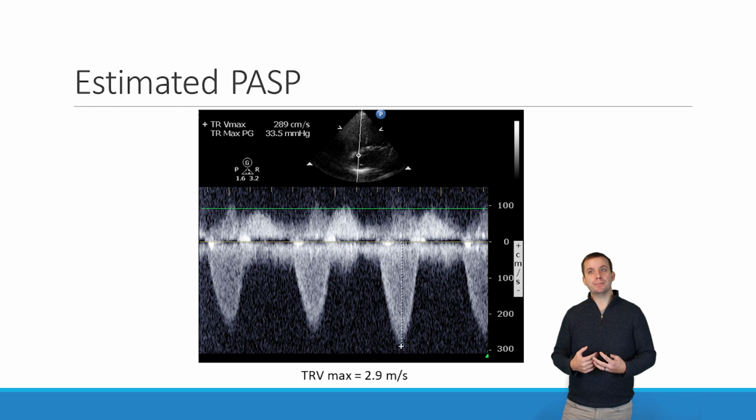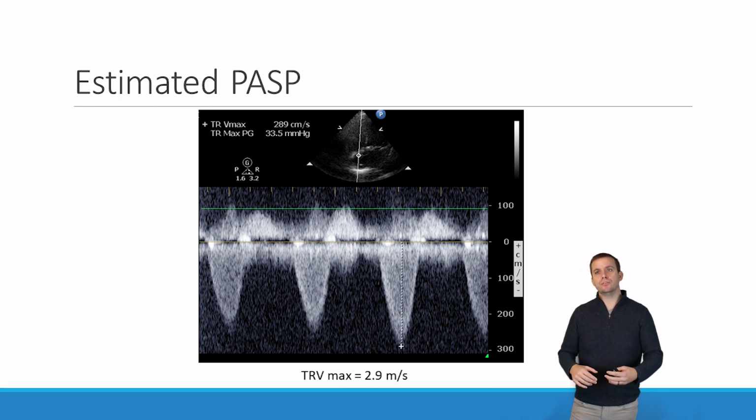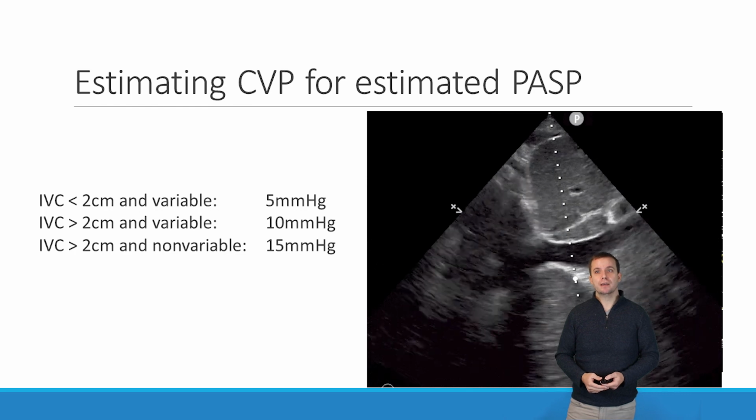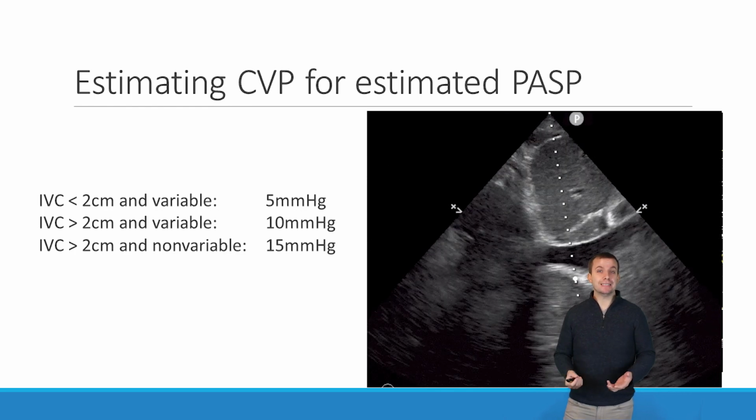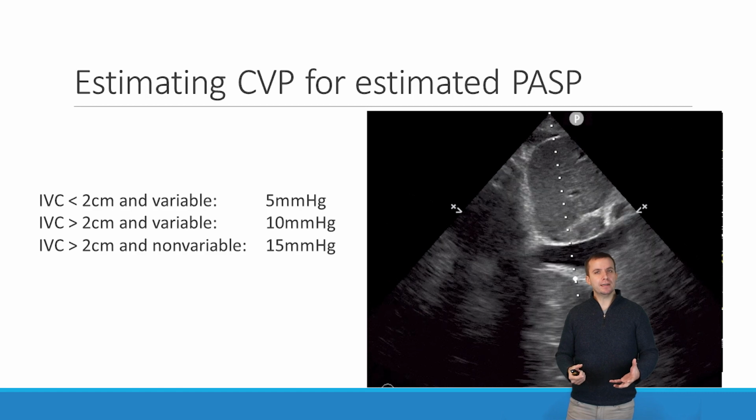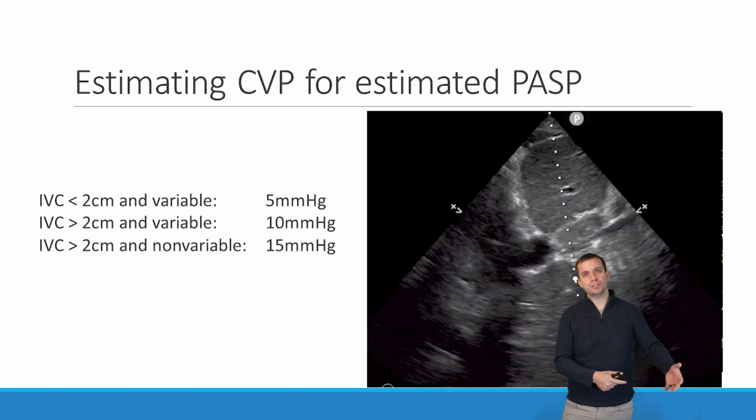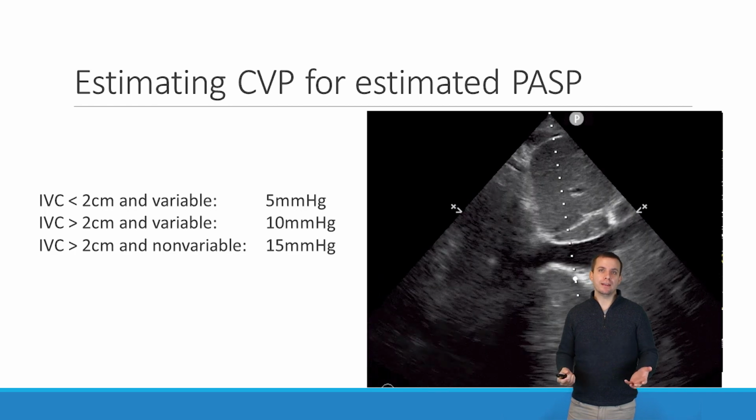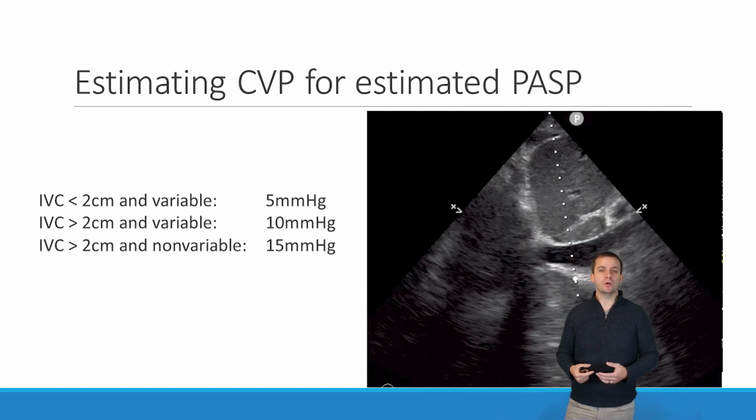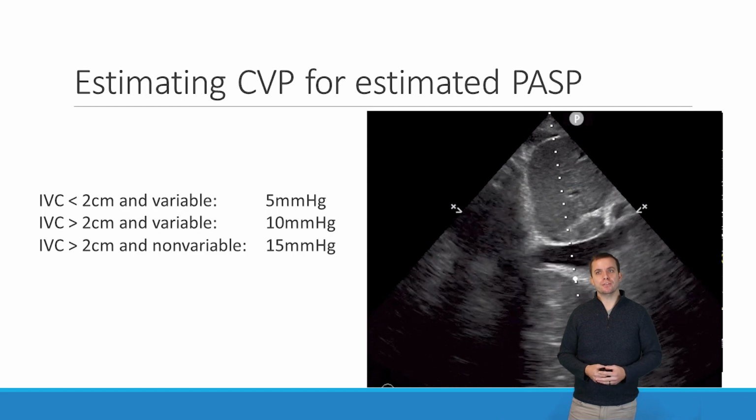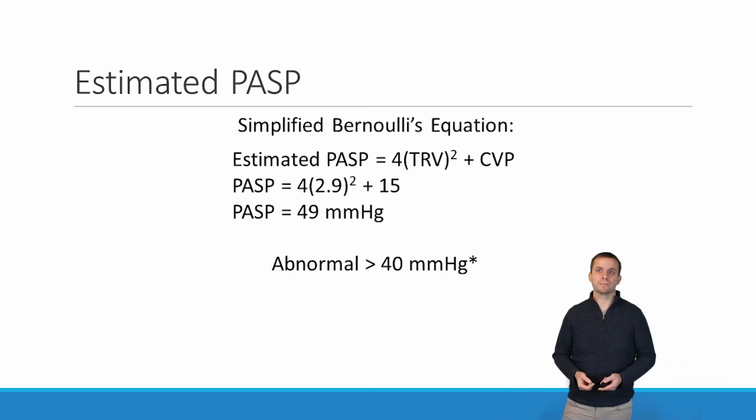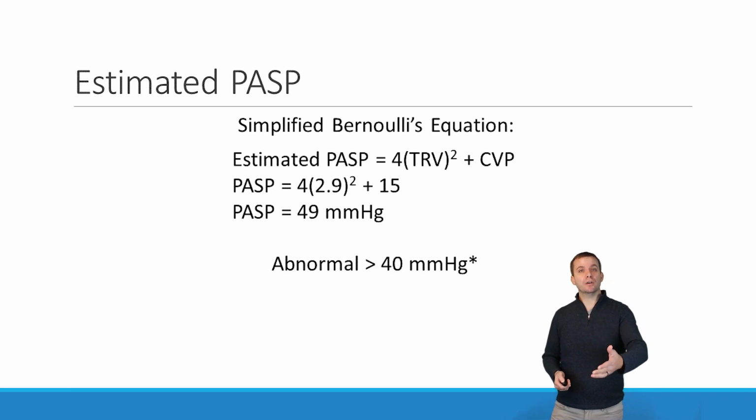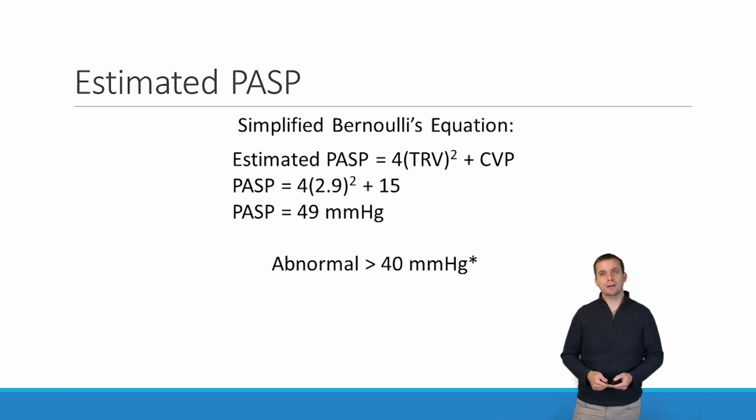Your TR max is typically done in your apical 4 view. You're going to use your continuous wave Doppler. You're going to get whatever you think your tricuspid regurg velocity is. So in this example, it's 2.9 meters per second. And then you have to get what your baseline CVP is. We estimate it on echo. So if your IVC is less than 2 centimeters and variable, we estimate it at 5. If it's greater than 2 centimeters and variable, we estimate it at 10. And if it's greater than 2 centimeters and non-variable, we estimate it at 15.